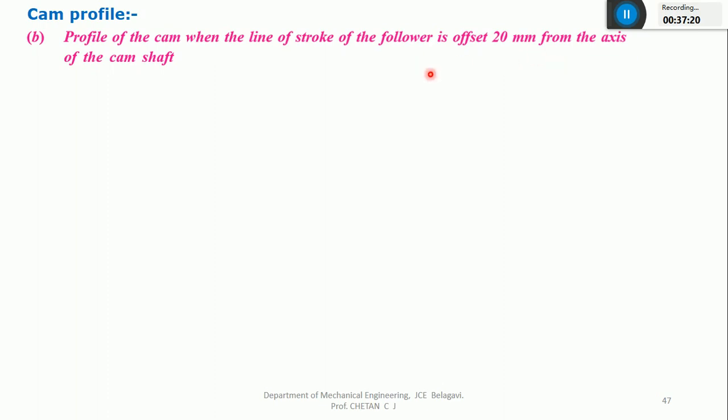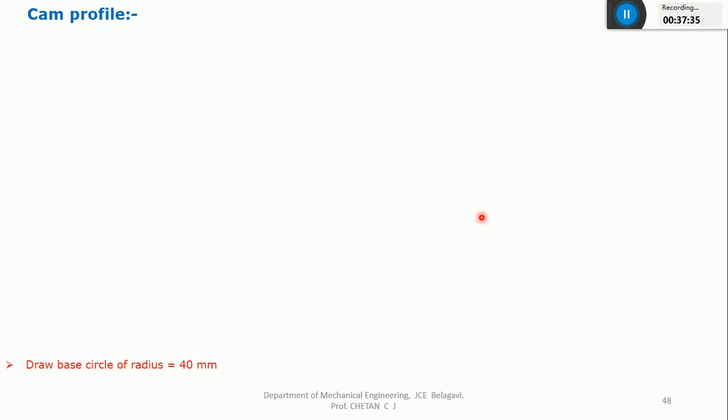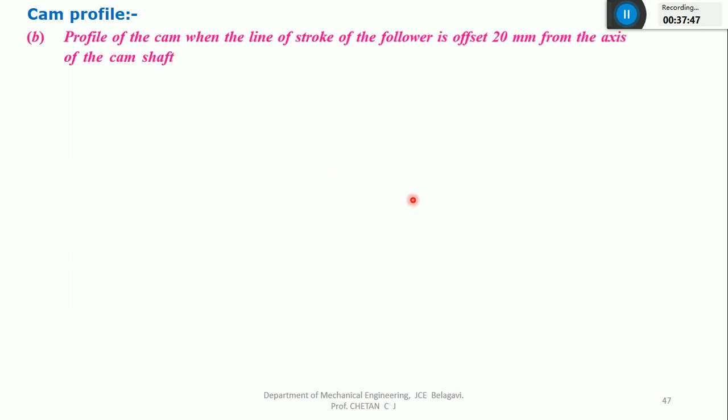So I explained what exactly the offset follower is in the previous class, correct? It means the axis of the follower is not in line with the center of the circle or the center of the camshaft. So for that, I'll follow these steps. Please note down these steps. This is for the offset cam profile. It means the follower is offset by 20 mm with respect to the axis of the cam. Just note down the keyword.